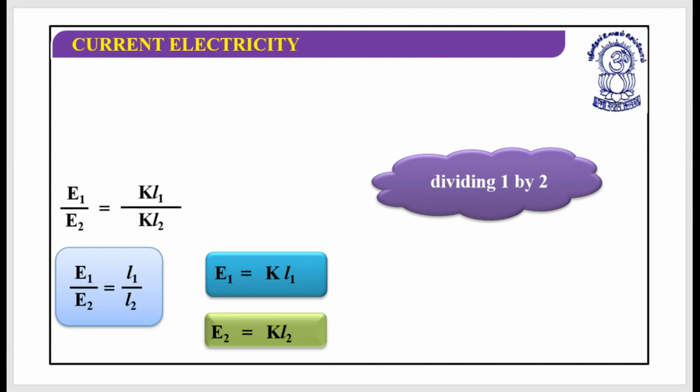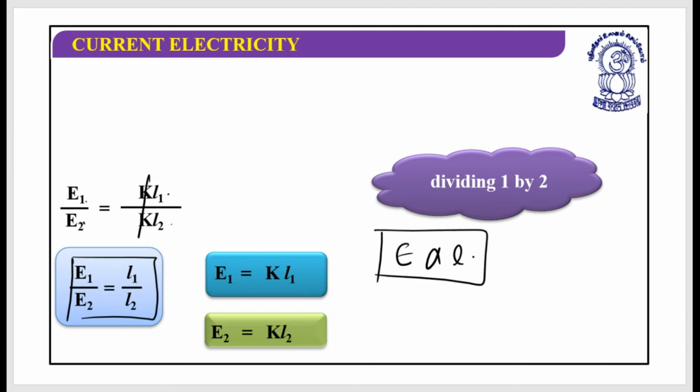And now if I take a ratio of this, E1 by E2 is equal to KL1 by KL2, and this K could be cancelled, so E1 by E2 is equal to L1 by L2. So what I can understand is that E is directly proportional to the length L, and this E is the EMF of a cell. This is the beauty of the potentiometer, that it can measure EMF, that is, the electromotive force of a cell.